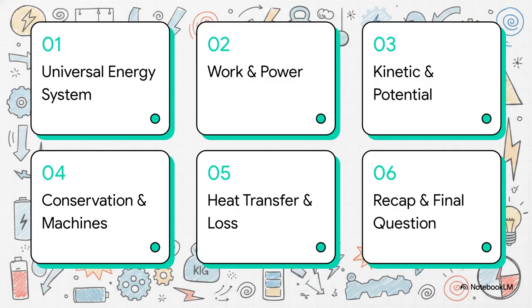Here's a quick look at our roadmap for today. We'll start with the universal energy system, then move to doing work and generating power. After that, it's kinetic and potential energy, followed by conservation and simple machines, heat transfer and system loss, and we'll wrap it all up with a recap and a final transfer question.